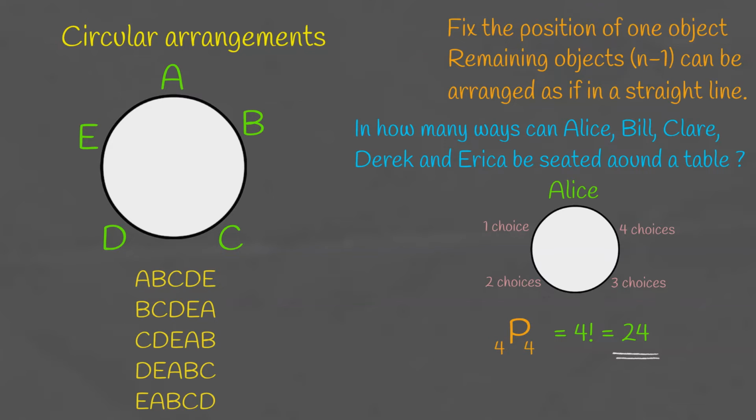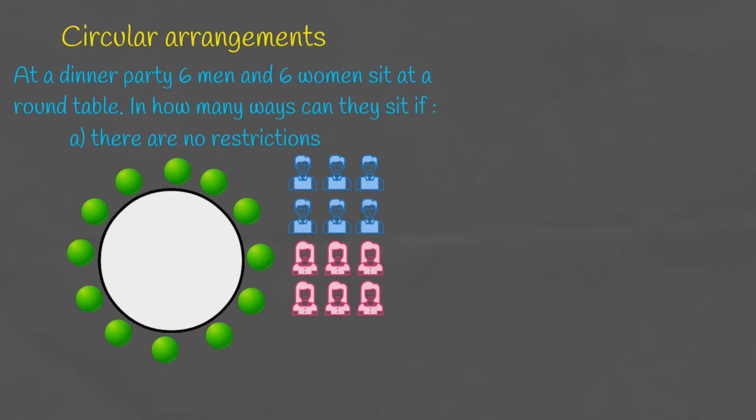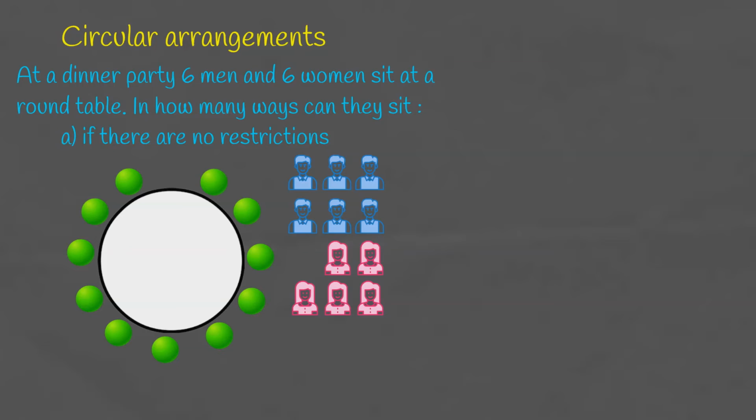In the next question, we have to work out how many ways you can organise 6 men and 6 women around a table. So as we just mentioned, the first thing we do is put a person in one of the seats at the table. This means that we've only got 11 people to organise in the next 11 seats. So the answer is 11p11, which is 11 factorial.